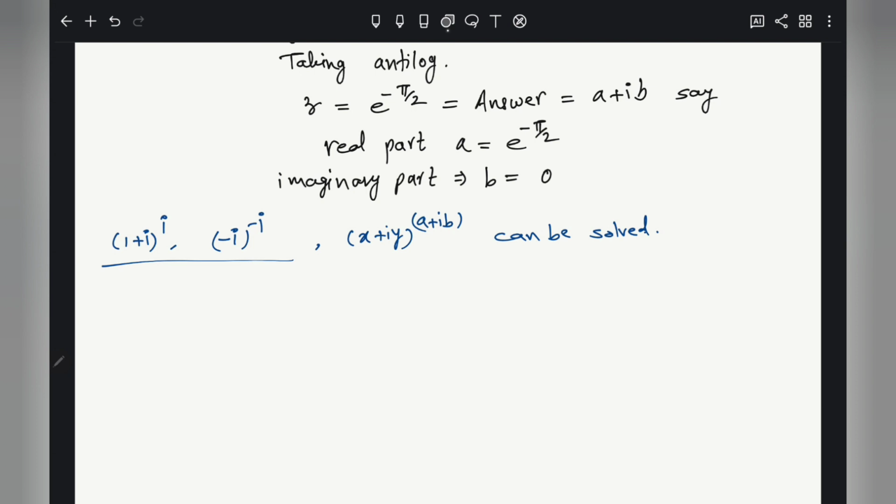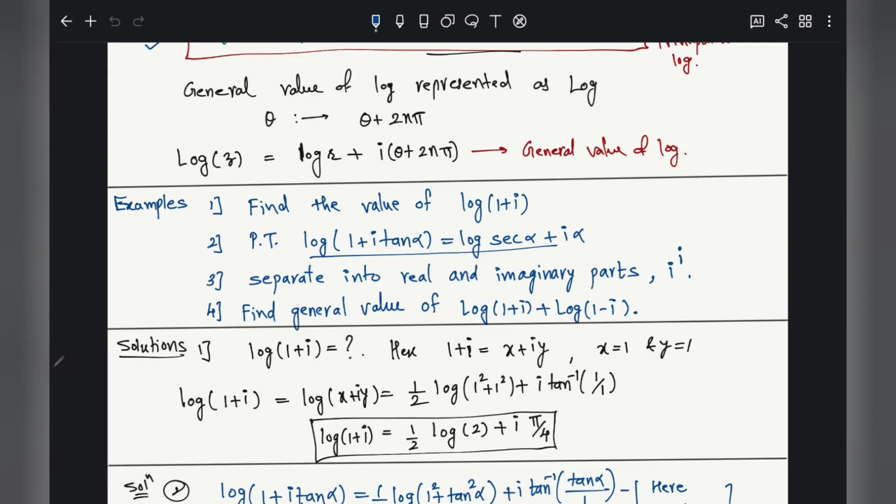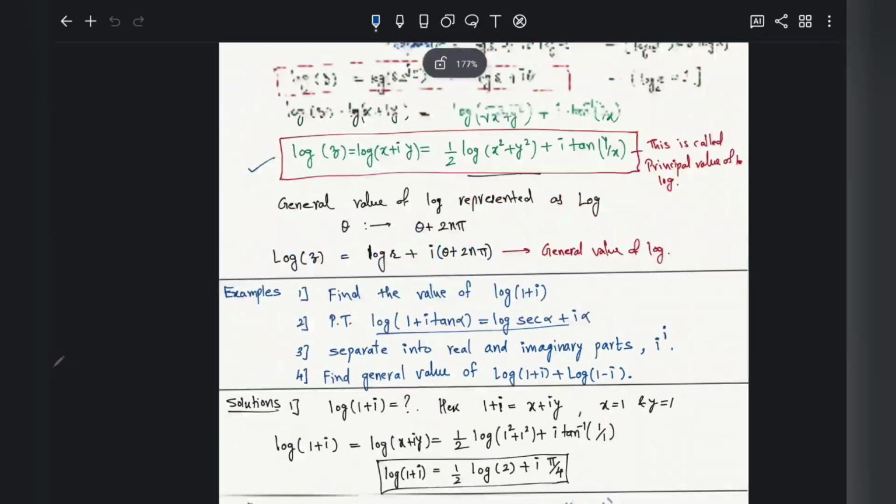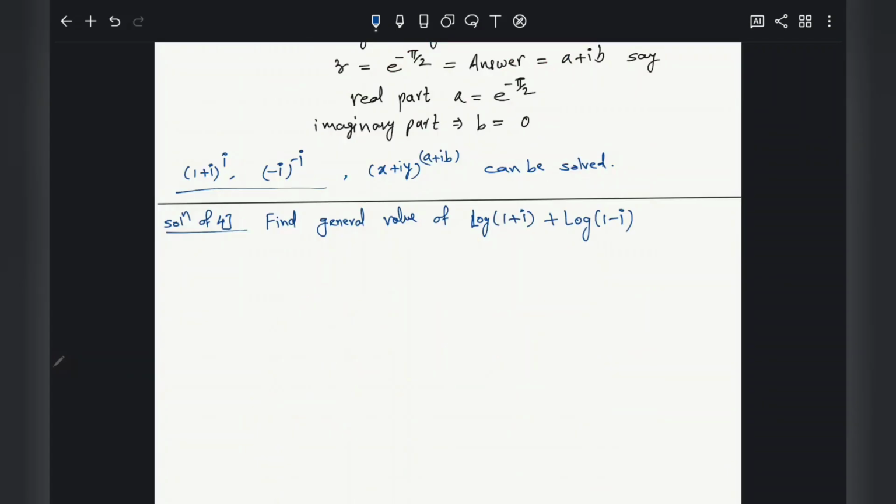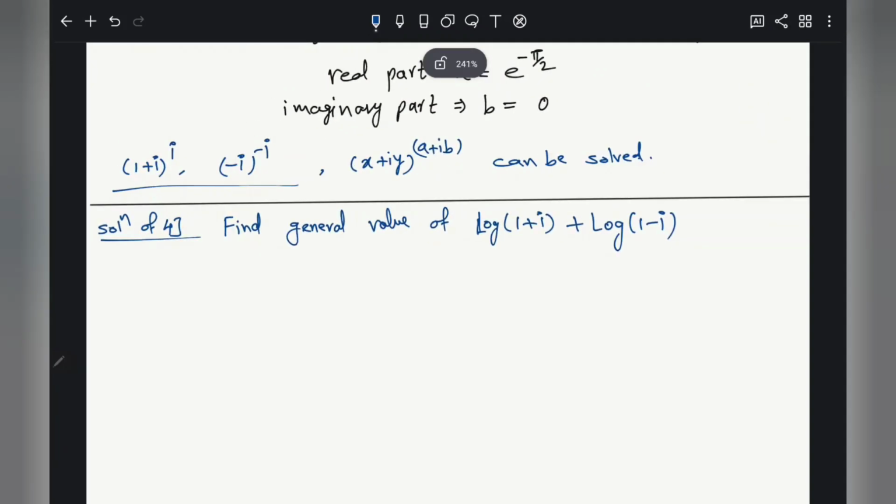Next we will go for the solution of the last problem. So our last problem was finding the general value of log (1 plus i) and log (1 minus i). For the solution, you can see that it is written as capital L. So let's write log of 1 plus i first. What is the difference? For the general log, we have to write theta plus 2k pi, that's all.